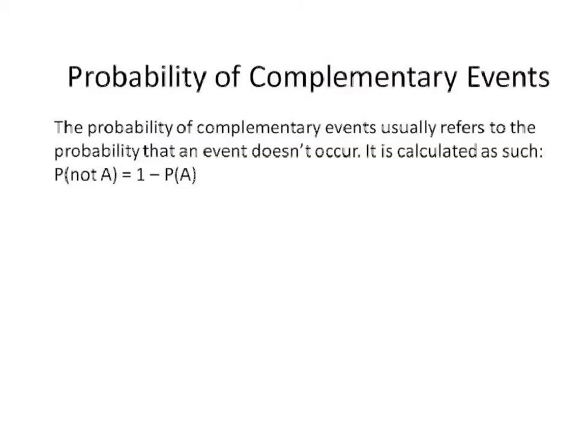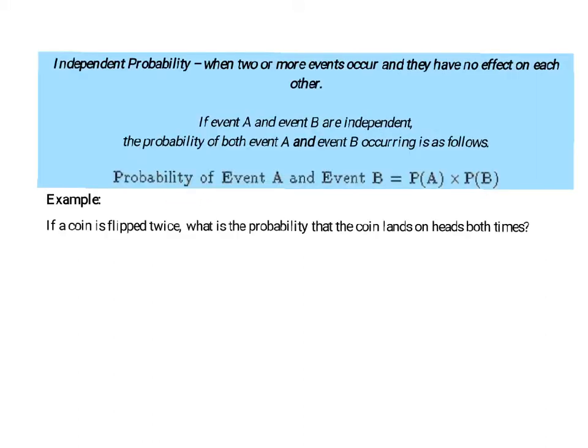Then you can also be asked to find the probability of complementary events. So the chance that you will roll a 6, the complementary event would be the chance that you roll a die and do not get a 6. It usually refers to the probability that an event doesn't occur, and you could calculate it by subtracting 1 minus the probability it does occur.